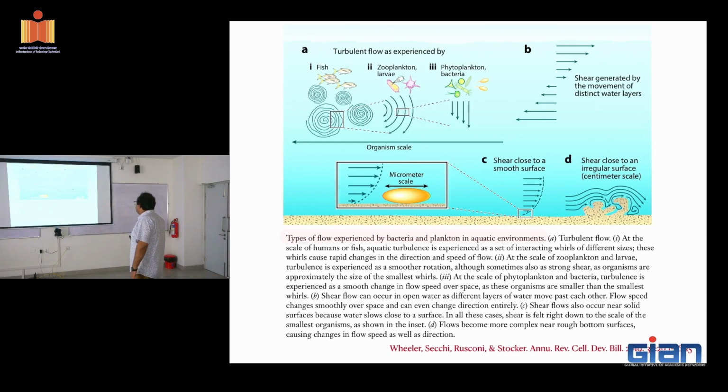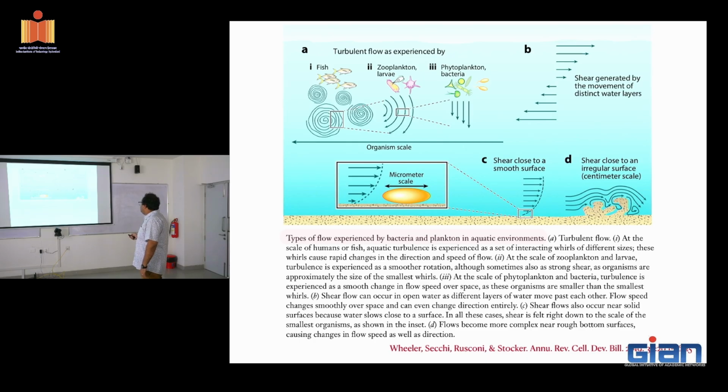Then, you have a shear flow. Probably you must have already seen it today. So shear flow can occur in open water as different layers of water move past each other. That's a very simple definition. And the flow speed changes smoothly over space and can even change direction entirely, as you see here.